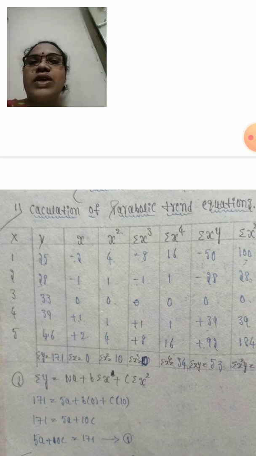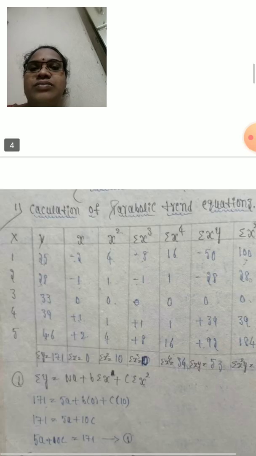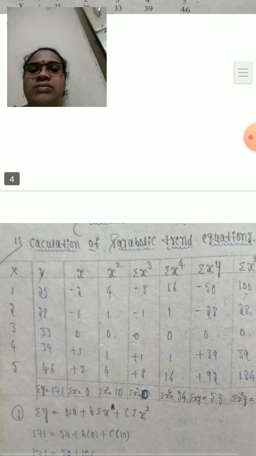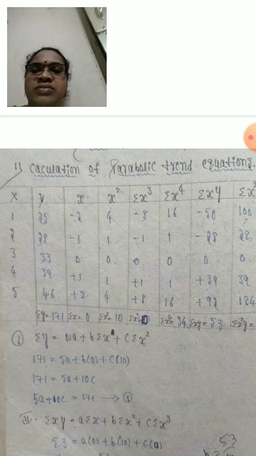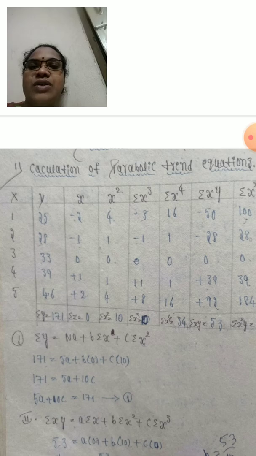Calculation of parabolic trend equations. Now first are the x values. Here the x values are 1, 2, 3, 4, 5, which means an odd number of years is given. The y values are 25, 28, 33, 39, 46. The total of sigma y equals 171. For the x values, since an odd number of years is given: minus 2, minus 1, 0, plus 1, plus 2.